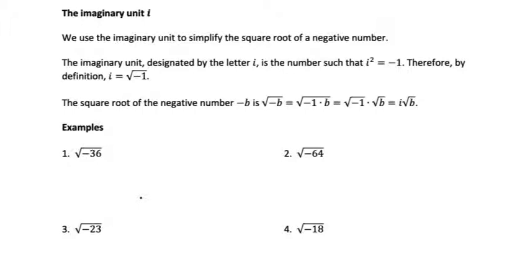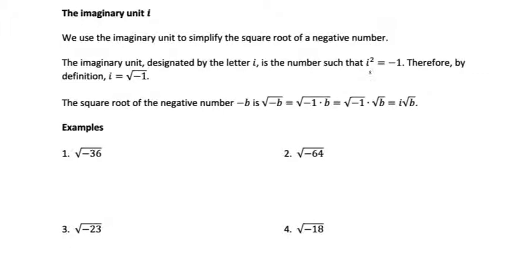So next we're going to go back to negative numbers, and as we said before, the square root of a negative number is not a real number. So one way that we can get around that and still work with them is using these things called imaginary numbers. And we use what's called the imaginary unit, which is the letter i. It's the number so that i squared equals negative 1.